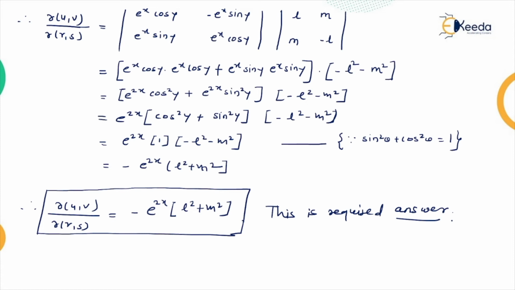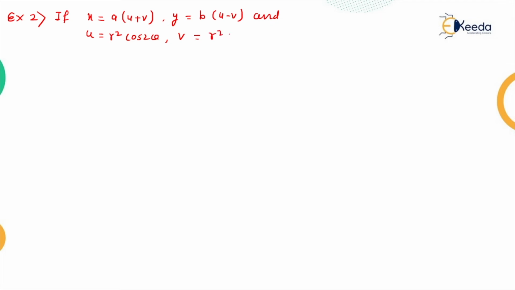So let me discuss example number two. If x equals a times (u plus v), y equals b times (u minus v), and u is equal to r square cos 2 theta, v is equal to r square sin 2 theta, find ∂(x,y)/∂(r,theta). Find ∂(x,y)/∂(r,theta). So let me start the solution.